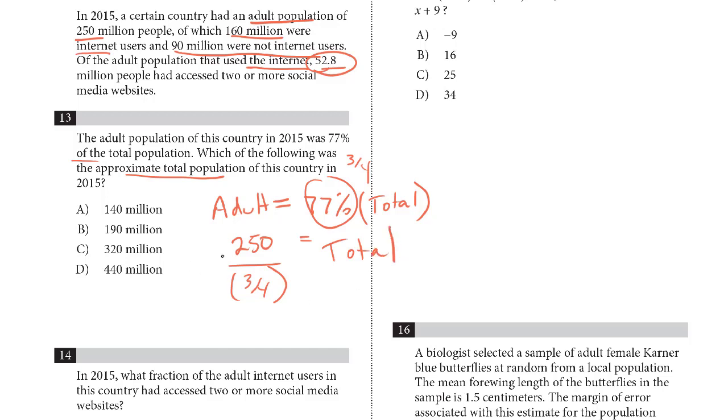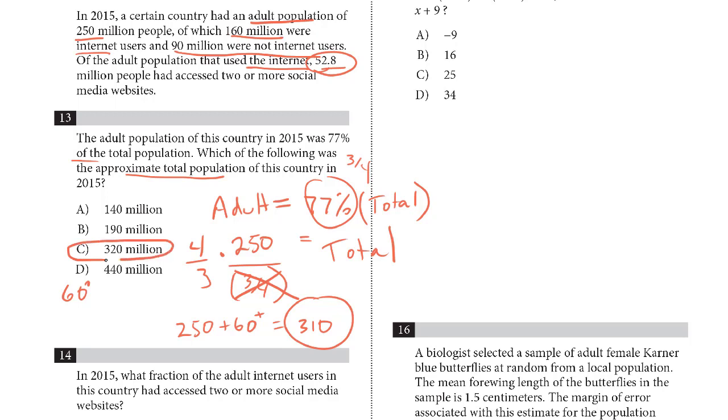Well, that means I'm really dividing by a fraction, which is like multiplying by the reciprocal. I know 1/3 of 250 is roughly 60 plus. So this is going to be 250 plus 60 plus. It's going to be something more than 310 million is my answer. Well, there's only one answer in that ballpark. It's C, 320 million. So yes, I could have used a calculator, but if I can manipulate my numbers more quickly and make close estimates, I can get exact answers without doing that.